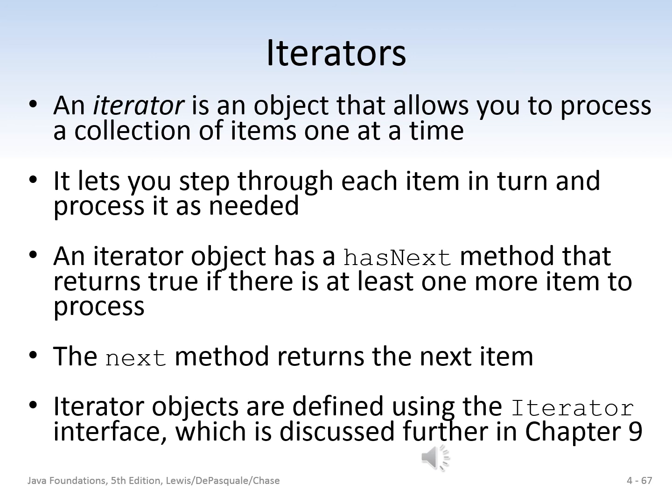An iterator is an object that allows you to process a collection of items one at a time, steps through each item in turn and processes it as needed. An iterator object has a method named hasNext that returns true if there is at least one more item to process. The next method returns the next item, so you can use hasNext as the Boolean to continue to process the next item. And we're going to cover iterators in more detail when we get to chapter 9.